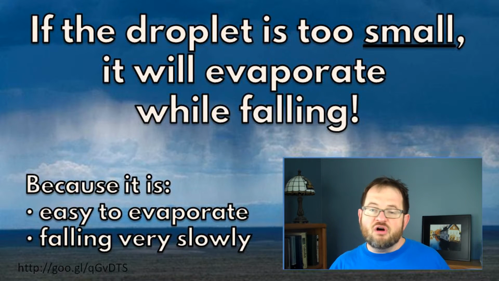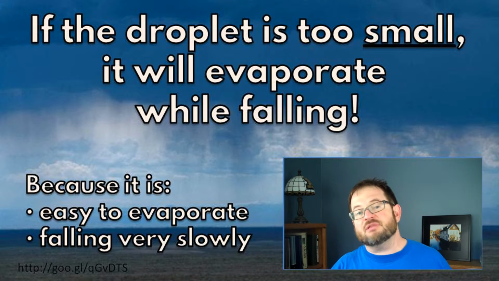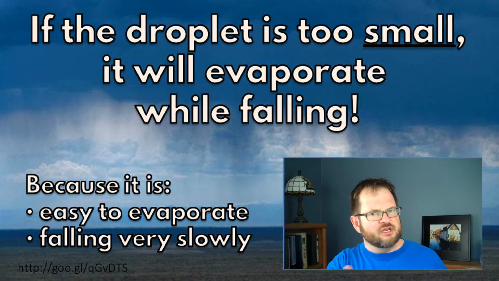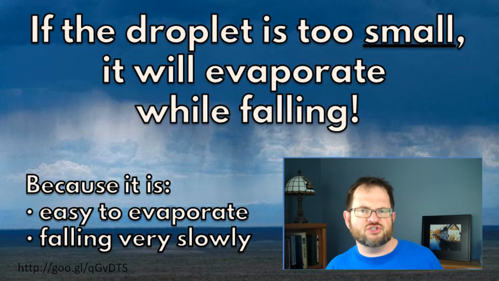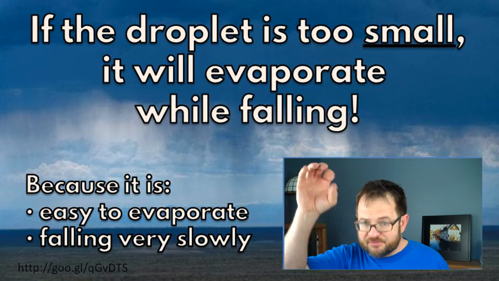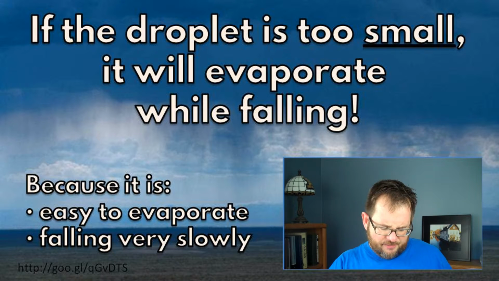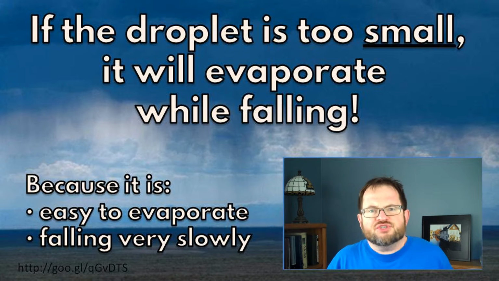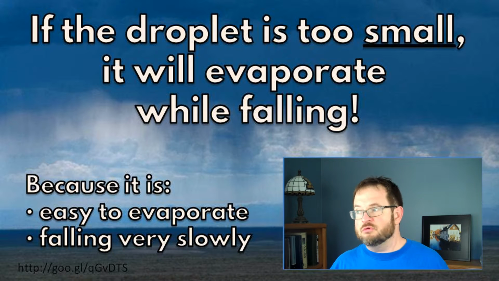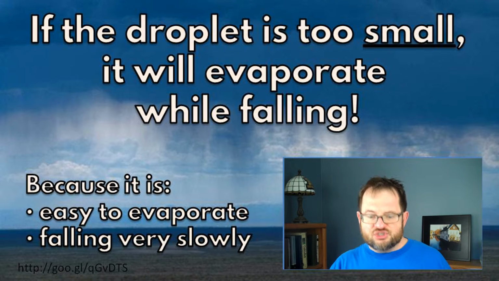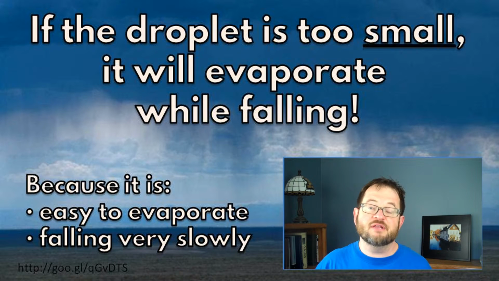If the droplet is too small, as it's falling through the subcloud layer, it's going to evaporate. You learned an important word about that back in your lectures, virga. Virga is the precipitation that falls but evaporates as it's falling. A droplet that's too small isn't going to make it all the way to the ground. It's going to evaporate because, frankly, it's small. It's easy to evaporate. There's just not that much liquid water there, and also, it's falling very slowly. Small, tiny little droplets fall very slowly because they have a very low terminal velocity.